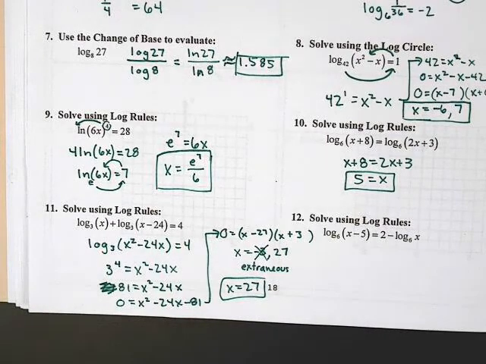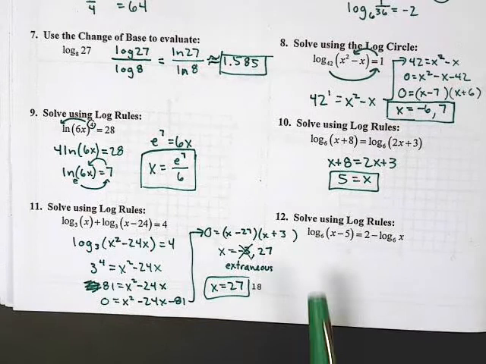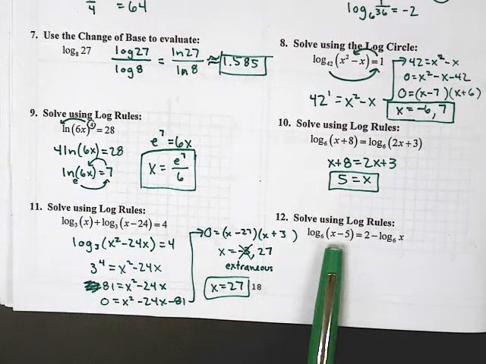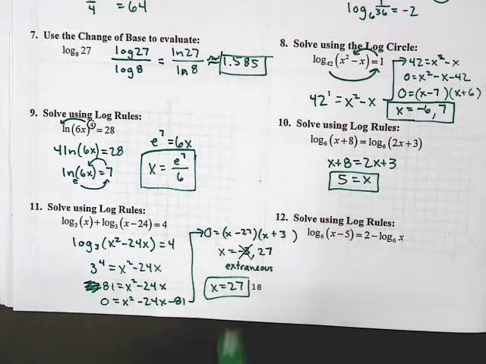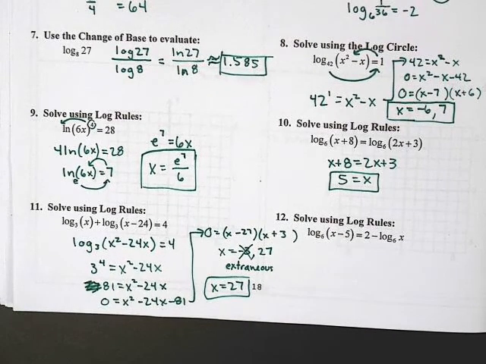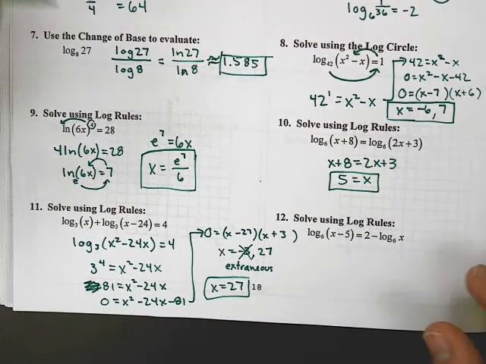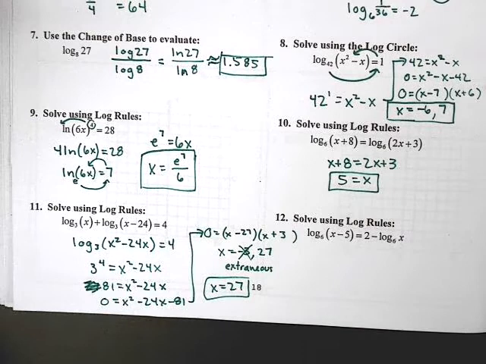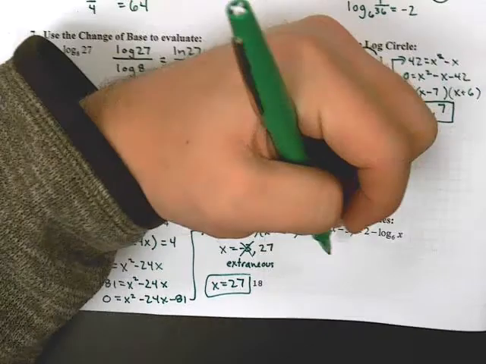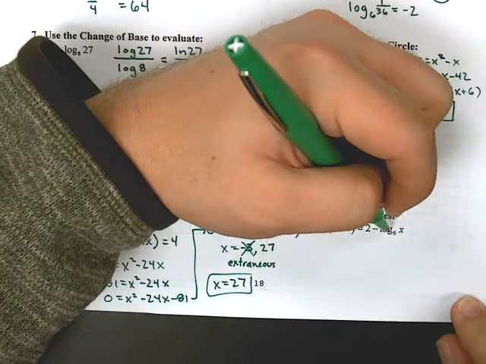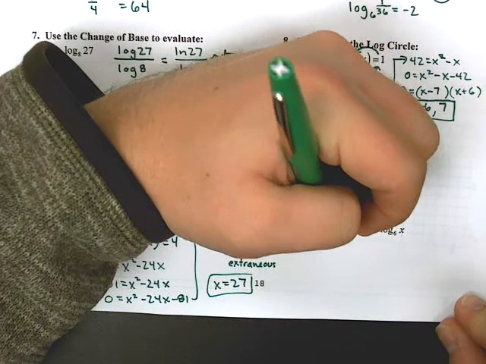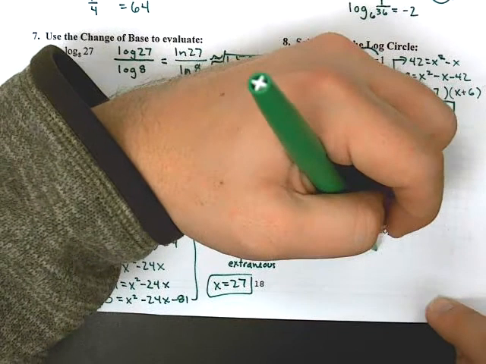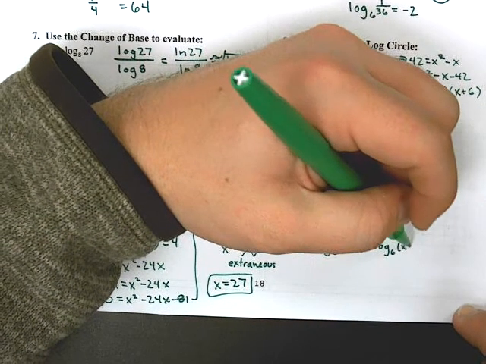Alright, last problem. Almost done. Okay, again, I see 3 pieces. I see 2 logarithms with the same base. So what am I going to do? I'm going to have to turn these logs into a single logarithm. So what can I do there? Let's see. I think I'm going to move this guy over to the other side. So I have log base 6 of x minus 5 plus log base 6 of x equals 2.